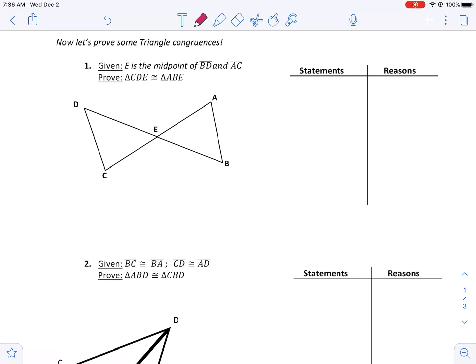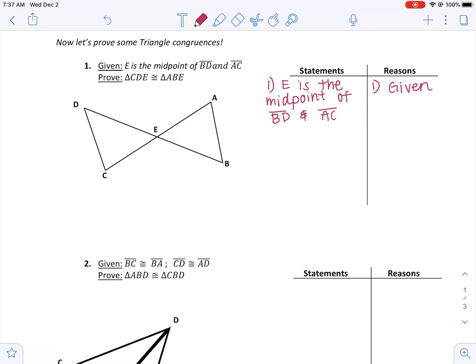So all we're given is a T-table. Statements on one side, reasons on the other. We absolutely always know the first statement. In this case, it's E is the midpoint of BD and AC. And we know that because it was given to us.